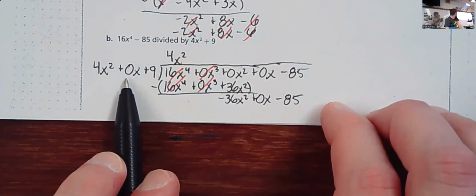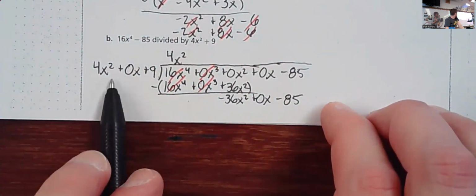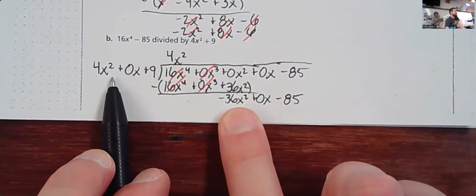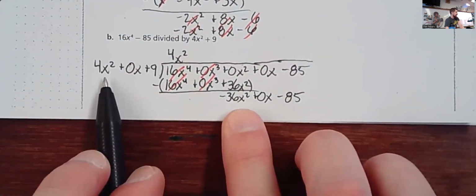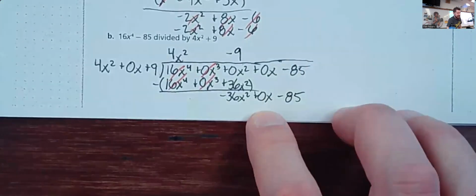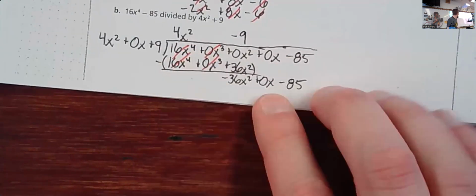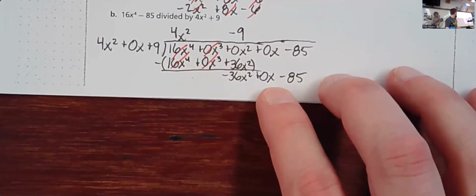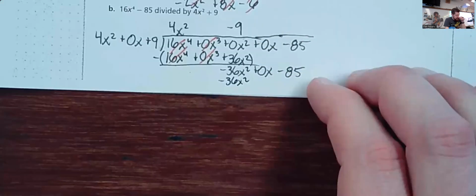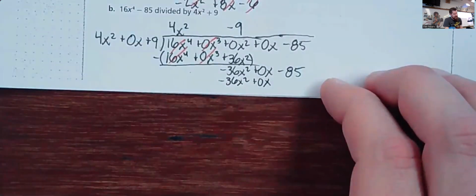All right, next, how many times does 4x squared go into negative 36x squared? Negative 9 times. Good. So I'm just going to write minus 9 above the x squared. You can put the minus 9 over here as well, which we're going to at the end of the problem. Negative 9 times 4x squared is negative 36x squared. Those are going to cancel. Negative 9 times 0x is 0x. And then negative 9 times 9 is negative 81.